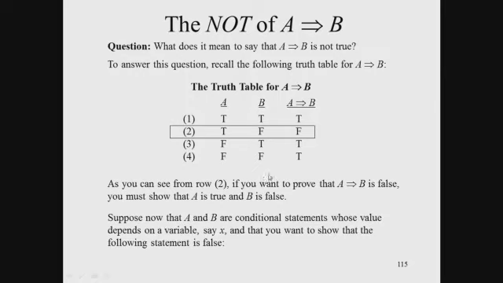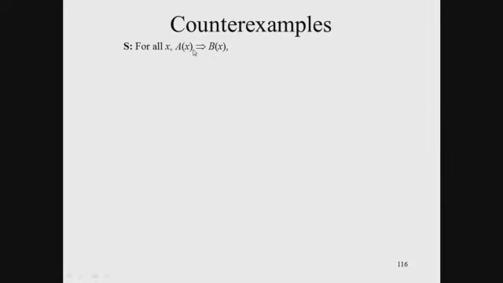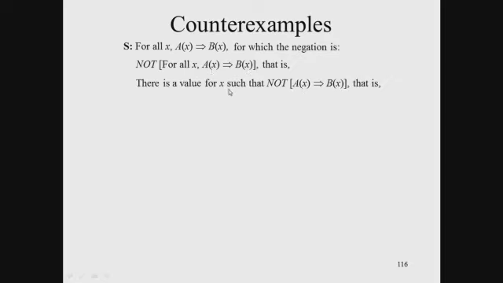Suppose now A and B are conditional statements that depend on the value of a variable, say x. That means you want to show that for all x, A of x implies B of x. If you want to show that this statement is not true, here is the negation. It is not true that for all x, A of x implies B of x. There is a value of x for which it is not true that A of x implies B of x.